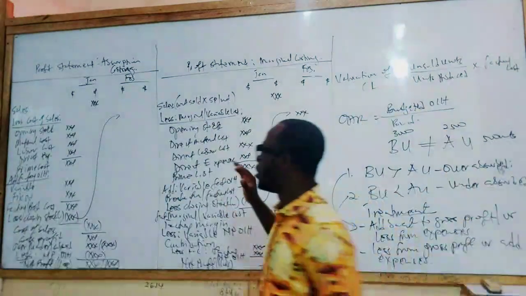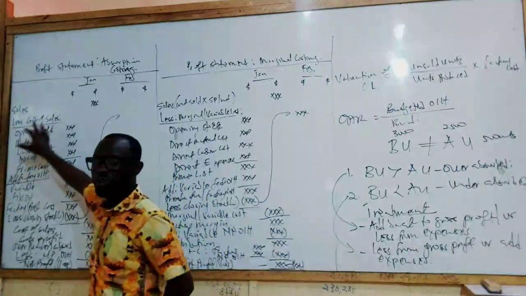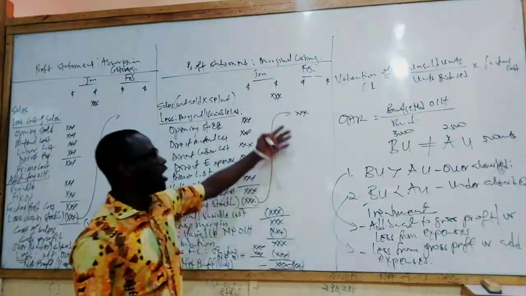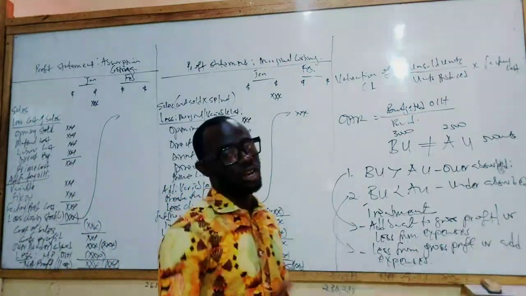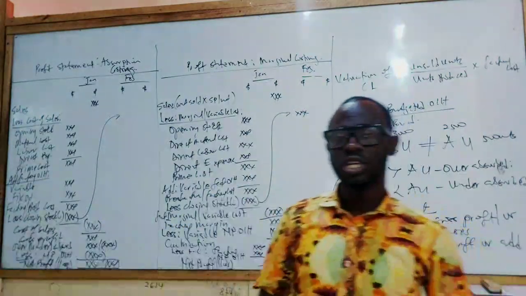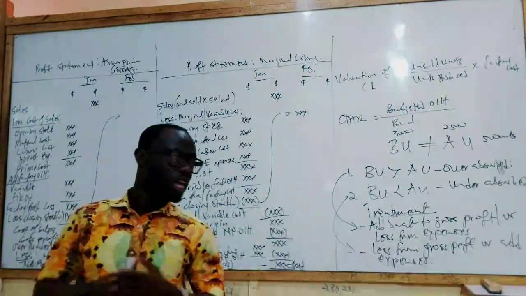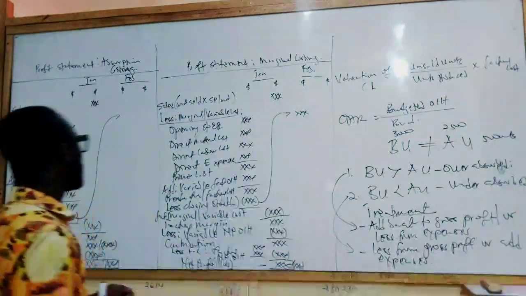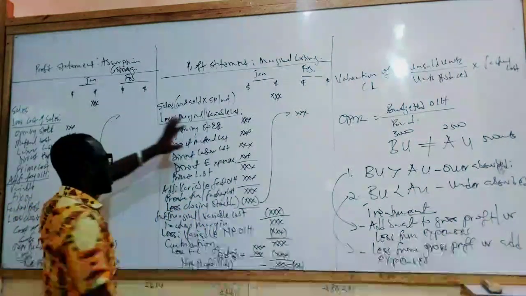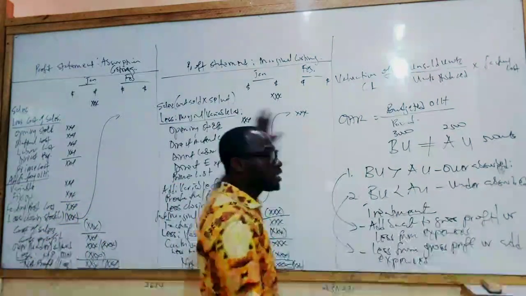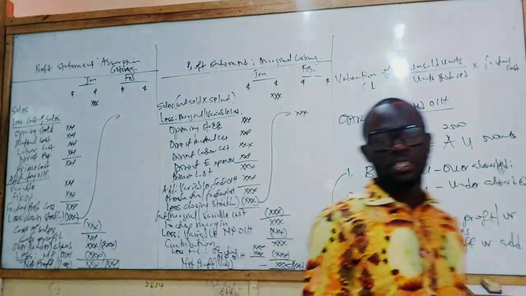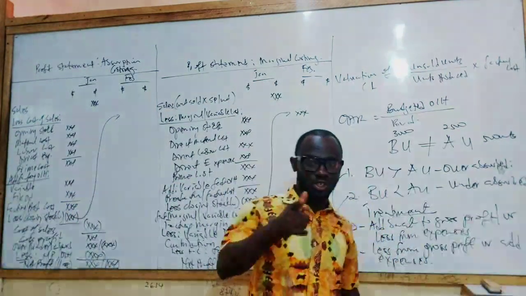For that reason, absorption costing is much preferable than what? Marginal costing, which calculates the closing inventory using what? The variable factory cost. So these are the things you need to understand about the absorption costing and then the marginal costing.